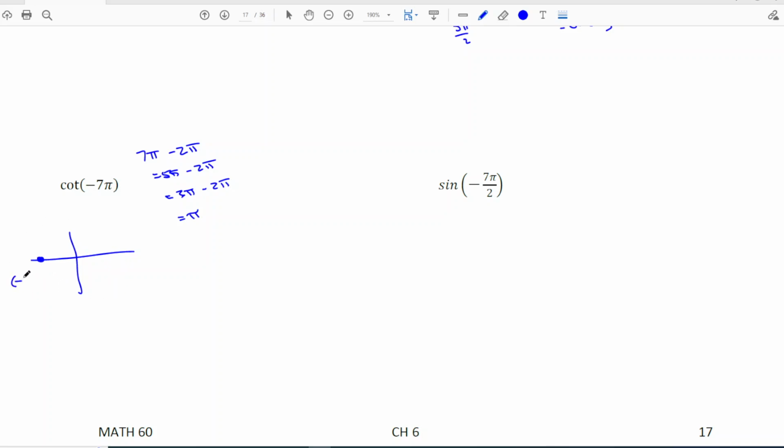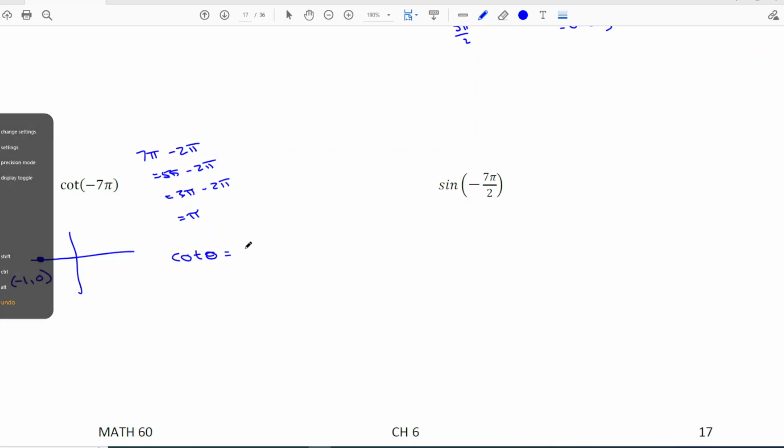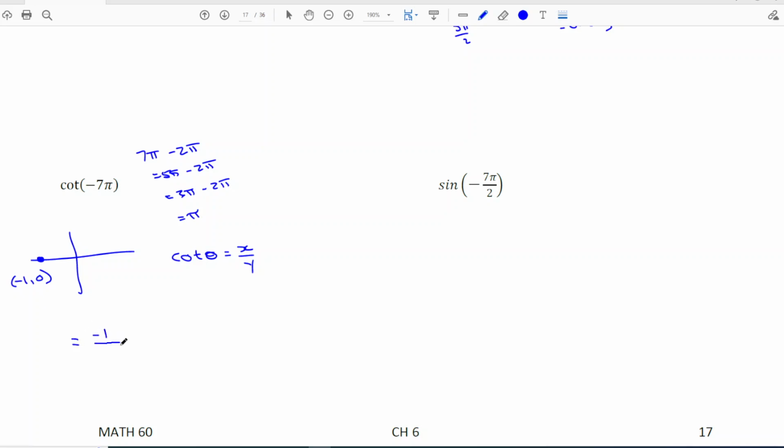So then I'm going to put in my point, negative 1, 0. And then I'm looking for cotan. So cotan, whoops, that's cos. Cotan of any angle is x over y. So the cotan of negative 7 pi would be x is negative 1 over 0, so it's also undefined.